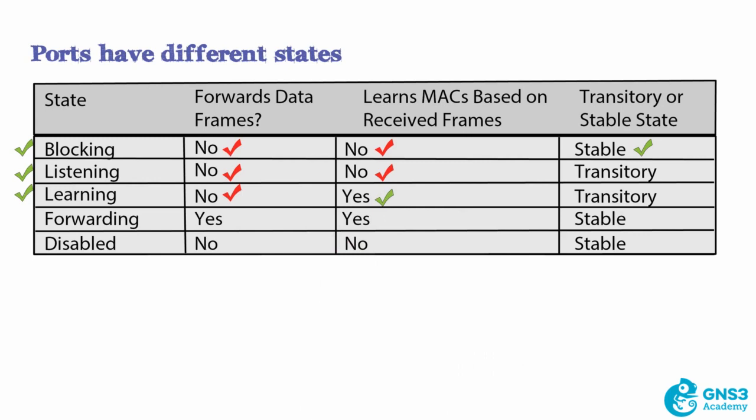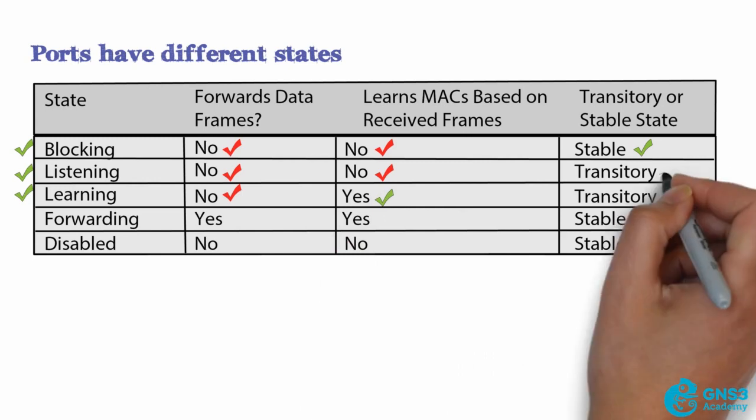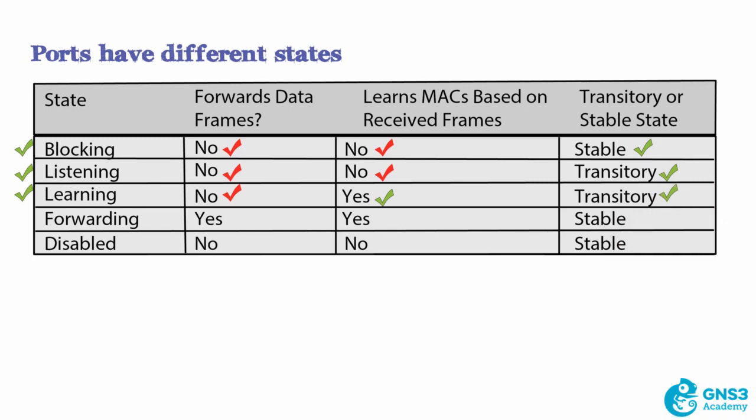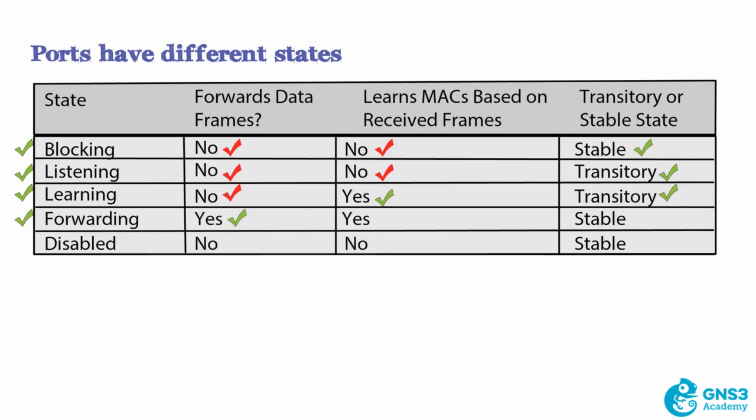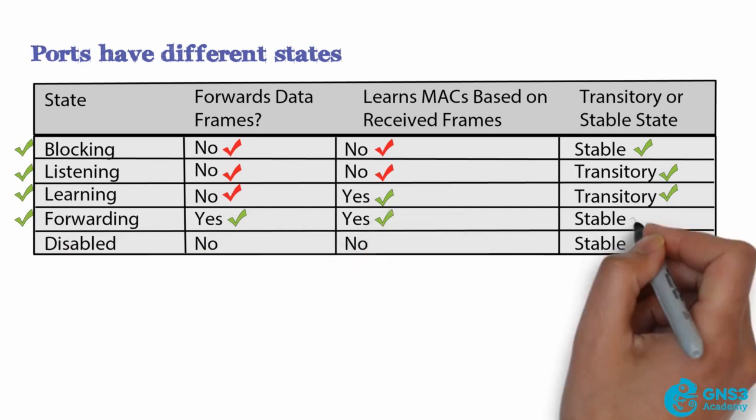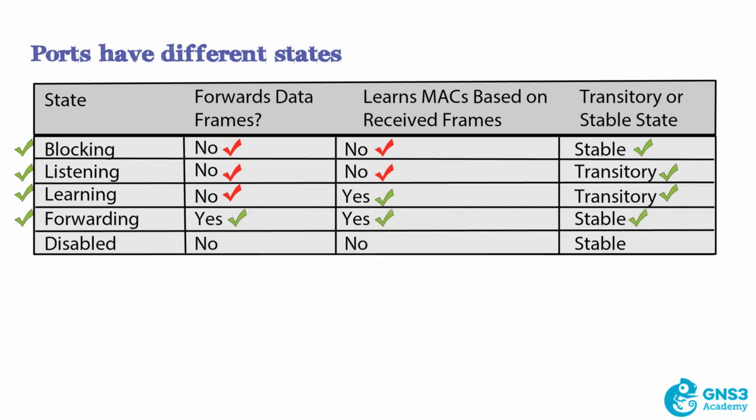This is a temporary state or transitionary state while the switches learn the topology. In a forwarding state, frames are forwarded, MAC addresses are learnt, and this is a stable state. In other words, this is not a transitionary state. This state will stay that way until there's a change in the topology. A disabled port doesn't receive frames, doesn't forward frames, doesn't learn about MAC addresses on a port, and this port will stay in that state until you enable the port.